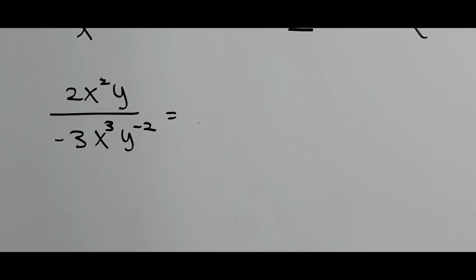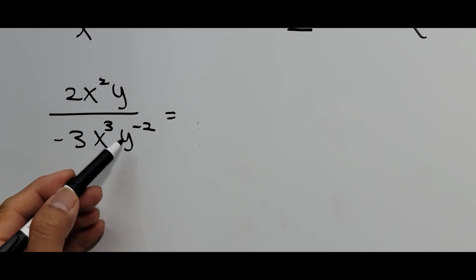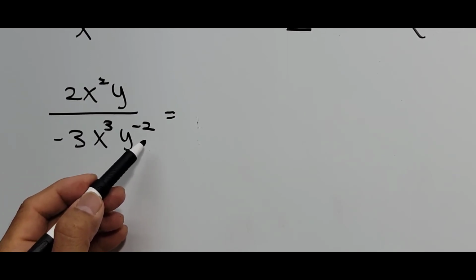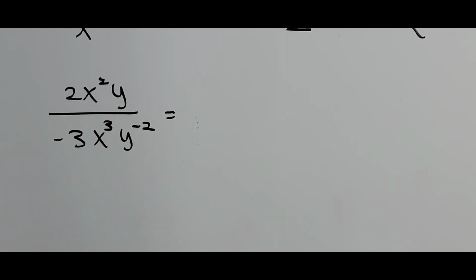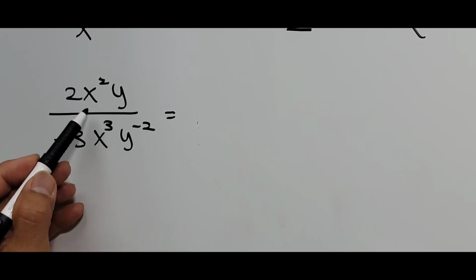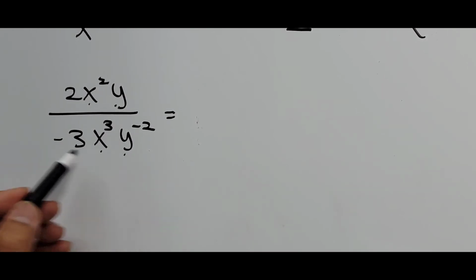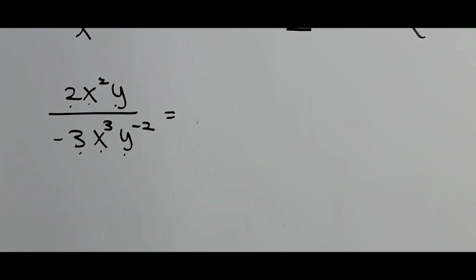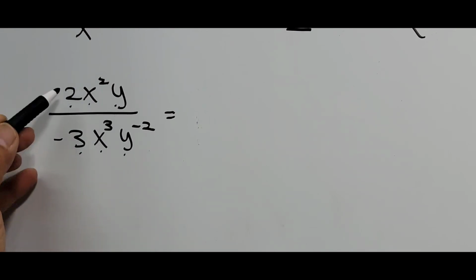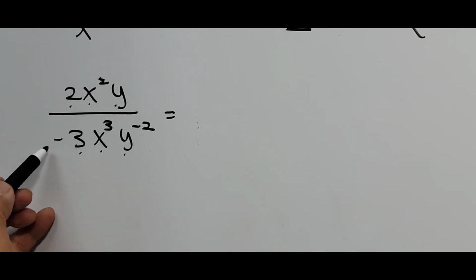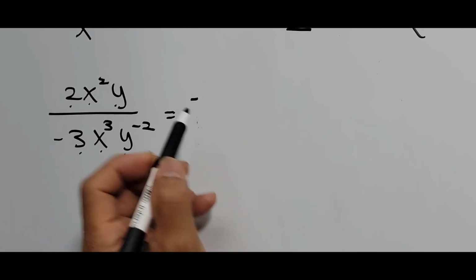So how about this one? 2x squared y divided by negative 3x cubed y to the negative 2. Once again, we have the same bases here, x and y. We also have coefficients, and the sign of the denominator is negative. So what we have to do is get the coefficient first. Since it's negative here, you just put down negative 2/3.